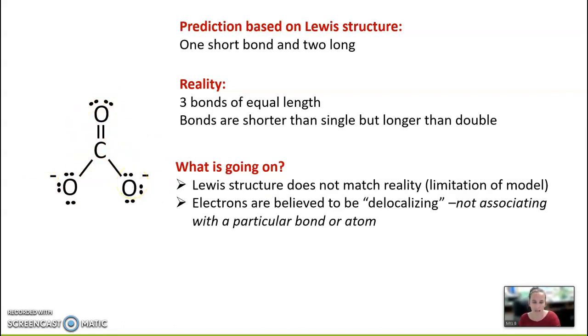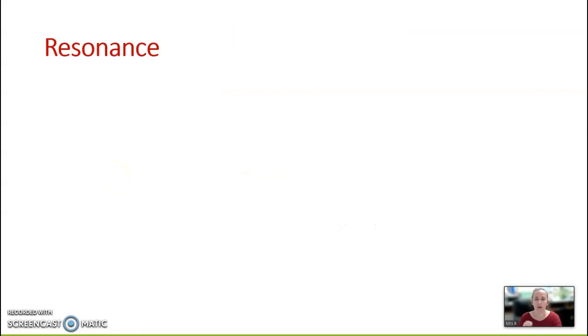What it's believed to be is that these electrons are delocalizing, which I kind of think of as leaving the nest. They are not staying right here, but they're moving between these three. They're not associated with a particular bond or a particular atom. They were localized here, and now they have delocalized. So our model and our reality don't fully match up. It's some mix of bonds. This is what we're talking about when we talk about the word resonance.